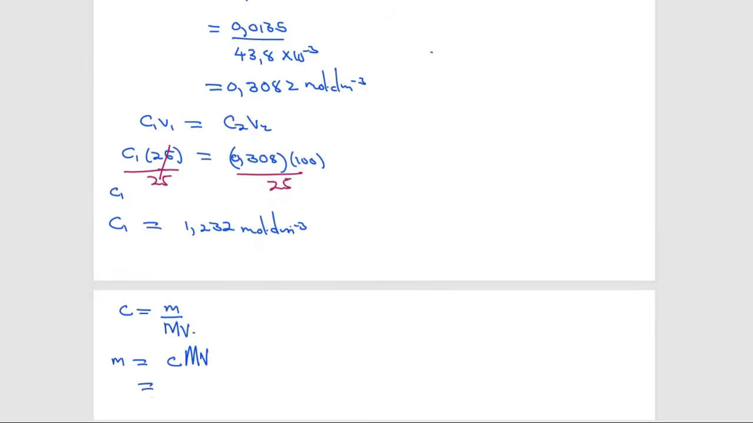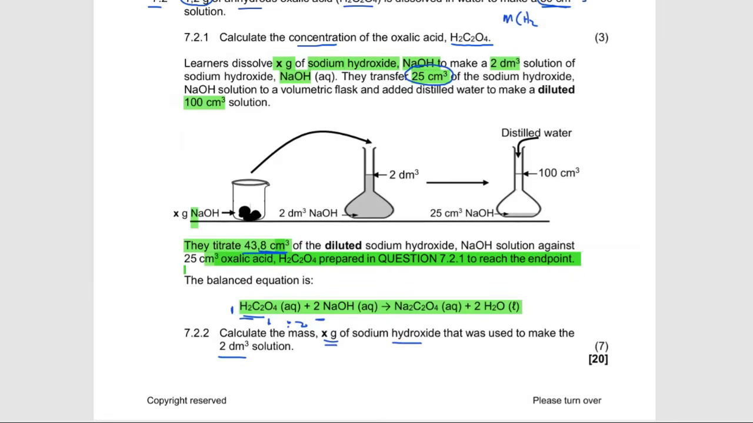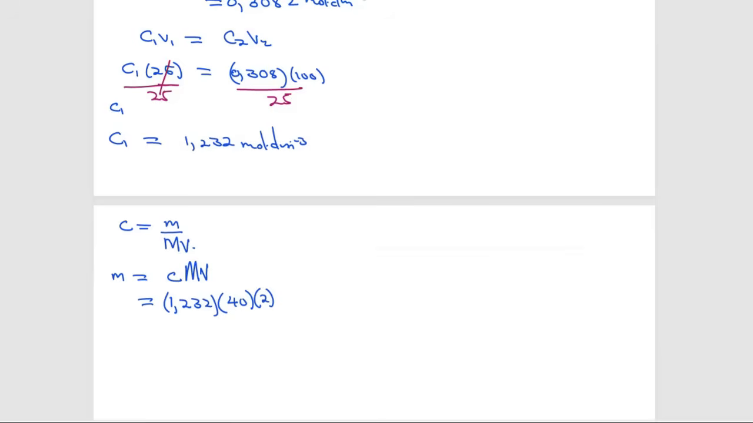In terms of our values, we now have the concentration. So I'm going to take the concentration, 0.1232, then multiplied by the molar mass. If you calculate the molar mass of sodium hydroxide, you're going to get a value of 40. Then after that, multiplied by the volume, which is 2 dm cubed, because they asked us in terms of this. It says here, calculate the mass x in grams of sodium hydroxide.